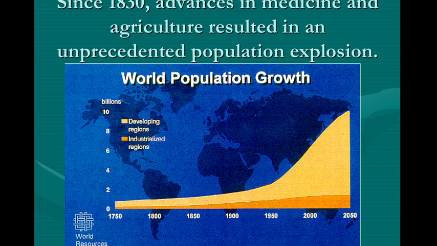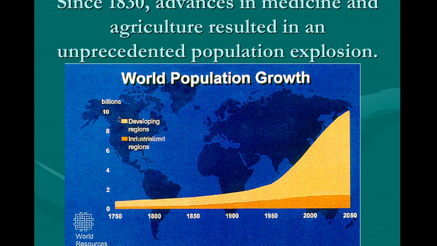So why since 1830? Well, since 1830 there have been tremendous advances in medicine and in agriculture. This has resulted in an unprecedented population explosion. First of all, through medicine, people are living longer. Through better agricultural practices, people are able to produce more and therefore feed more people. And because of that, people are willing to have more children around the world. They need more children to work their farms, etc. So we'll see some trends that happened.